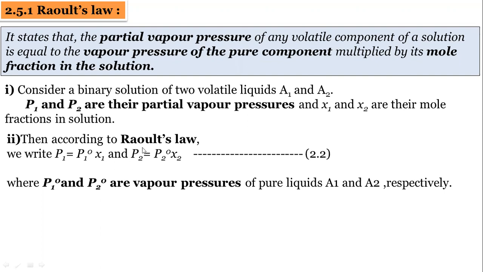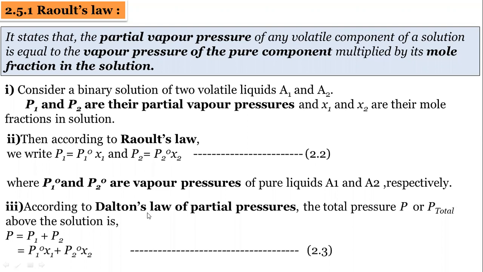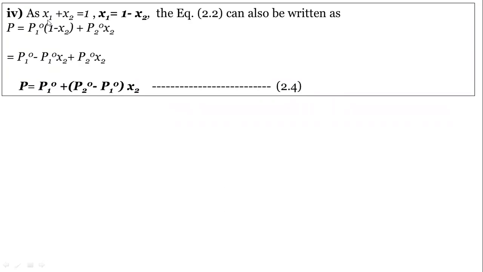So if you understand this Raoult's law, then according to Dalton's law of partial pressure, what is this Dalton's law of partial pressures? It means total pressure is equal to the partial pressure of all the components. This is Dalton's law. So P is equal to P1 plus P2, just the addition of the two components. After this addition, you know the mole fraction is always equal to 1. The mole fraction of the solute plus the mole fraction of the solvent, if X1 is solute and X2 is the solvent, is always equal to 1.